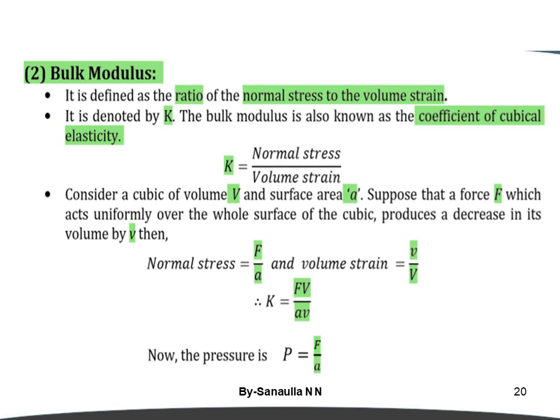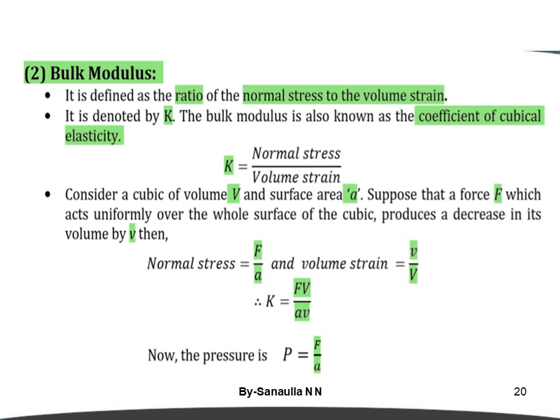That is bulk modulus. It is defined as the ratio of the normal stress to the volume strain. It is denoted by capital K. The bulk modulus is also known as the coefficient of cubical elasticity. And mathematically, we can write capital K is equal to normal stress divided by volume strain.